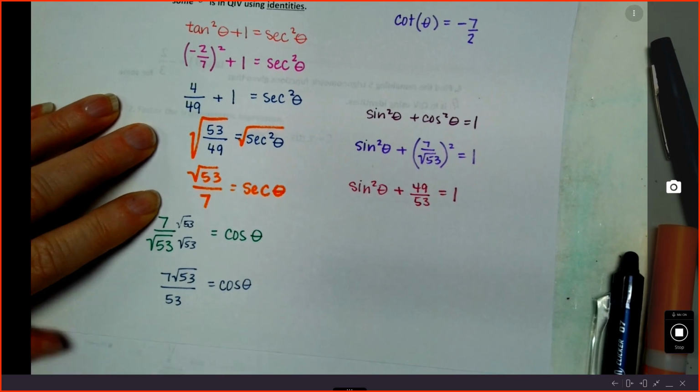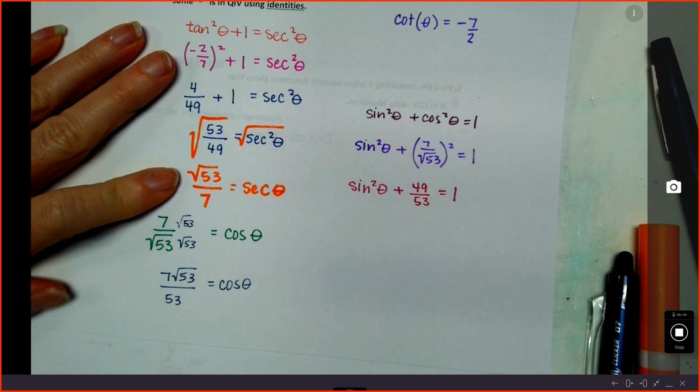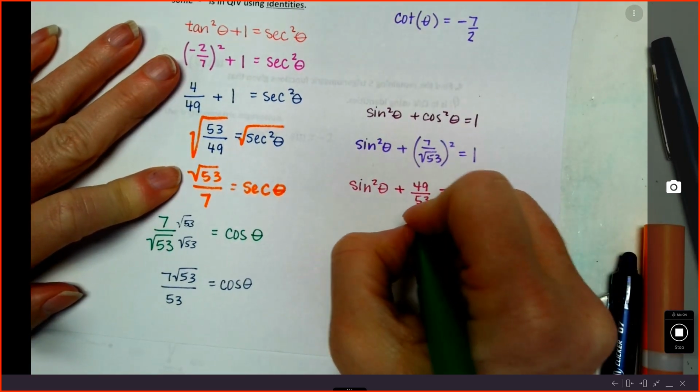So if I square that, I get 49 over 53. And now I'm just going to subtract 49/53 from both sides.